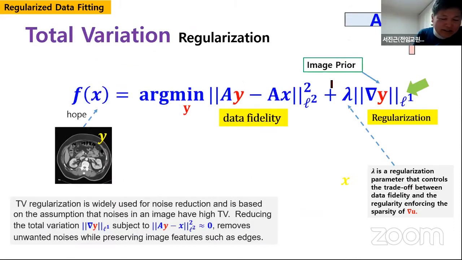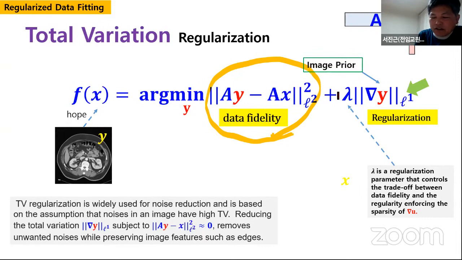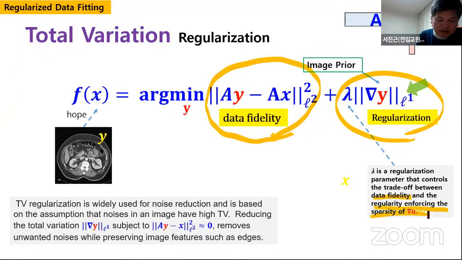Okay. The last time Chambord talked about total variation, he is an expert in this, and I'm not an expert in this area. The total variation method has two terms: the data fidelity and the regularization term. Lambda is a regularization parameter that controls the trade-off between the data fidelity and the regularity, enforcing the sparsity. This is the total variation. Actually, this one has been very, very successful over the last 20 years.